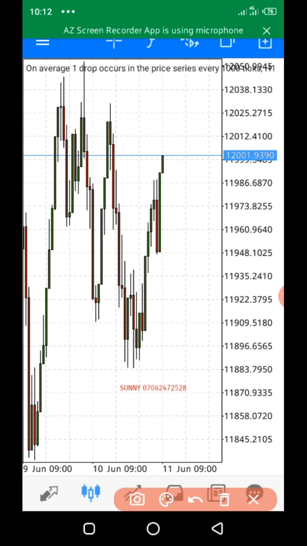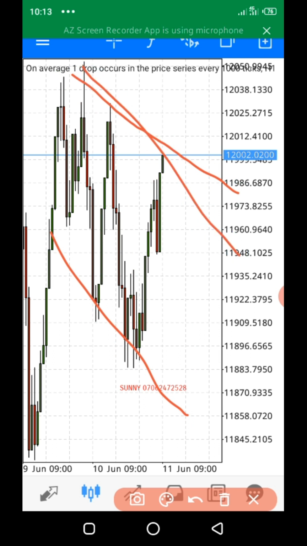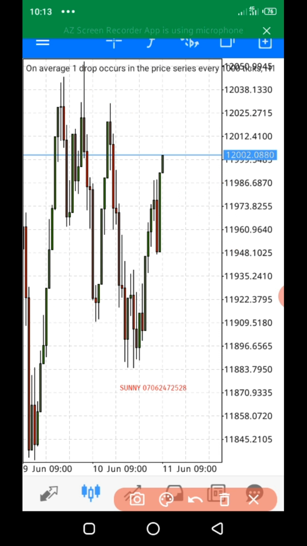If I should draw it very well, you see that the market is going something like this, a structure. So the market is following a particular structure. So that is what I mean by market structure.